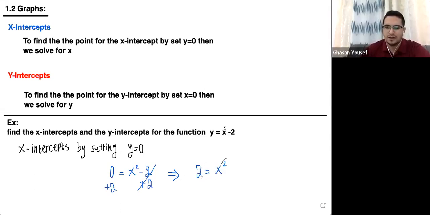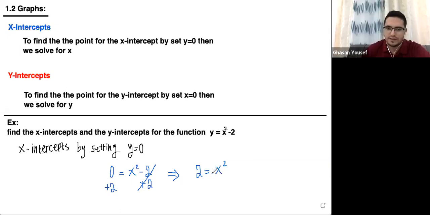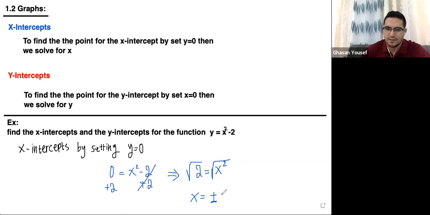Exactly. Now it's a simple quadratic equation. We gave an example for this in the quadratic equations. Okay, Aziza, what should we do here? Find the square root. Square root, exactly. Take the square root of both sides. Then what do we get? x equals what? Plus or minus the square root of 2. Exactly, plus or minus square root of 2.